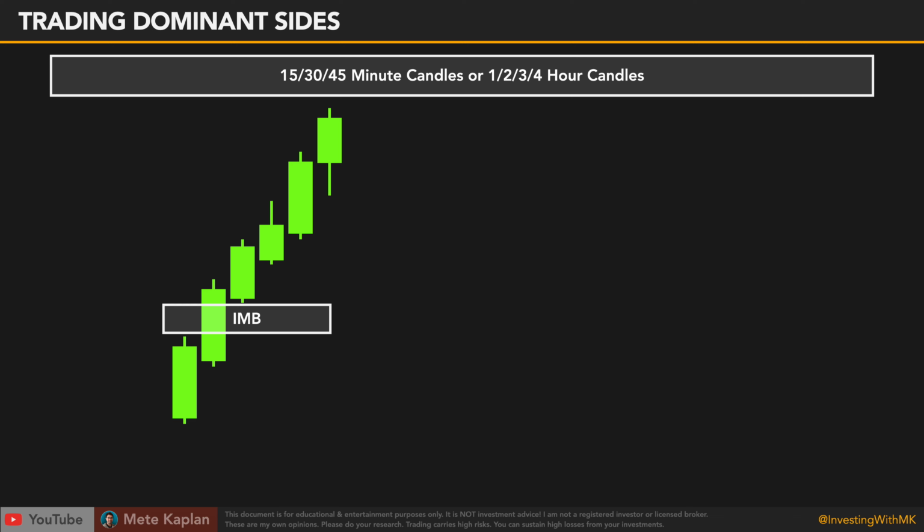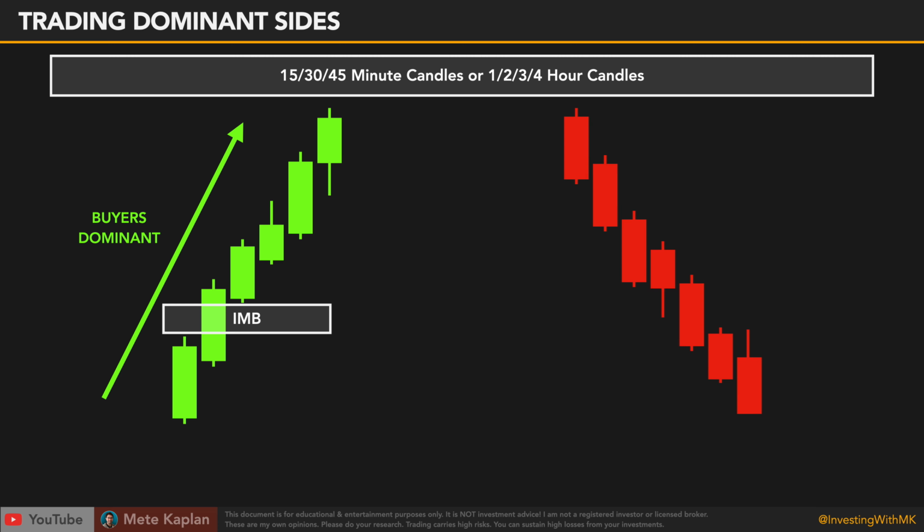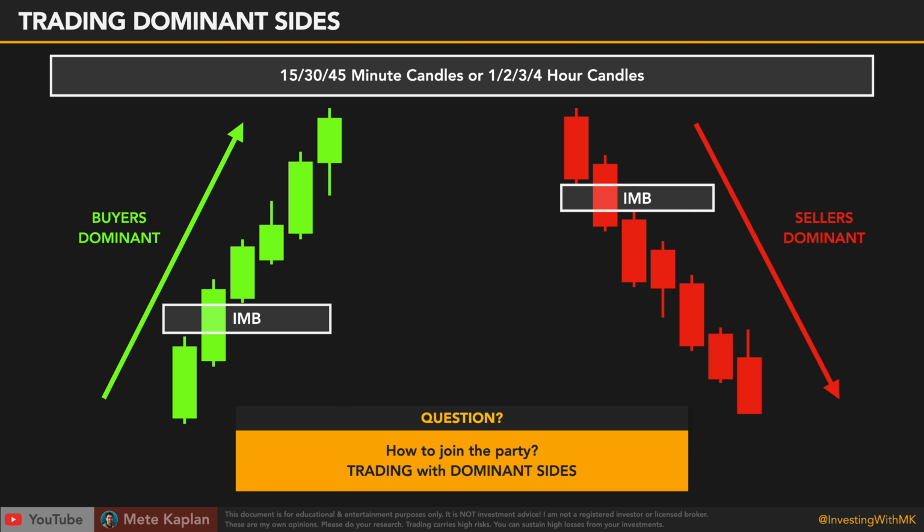These moves generally start with a nice momentum imbalance. This is a buyer dominance. Or the constant red candles ignited with an imbalance. This is a seller dominance. So, the question is how to join these dominant parties and how to trade these in action.